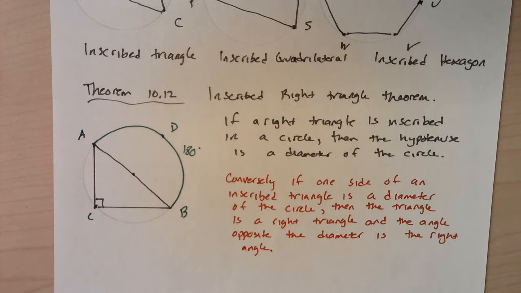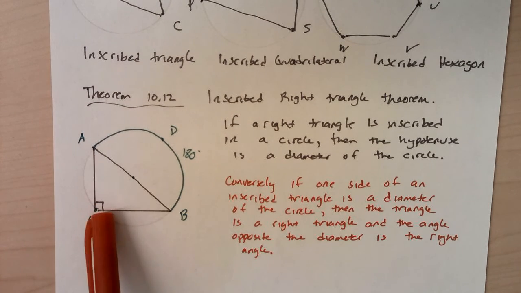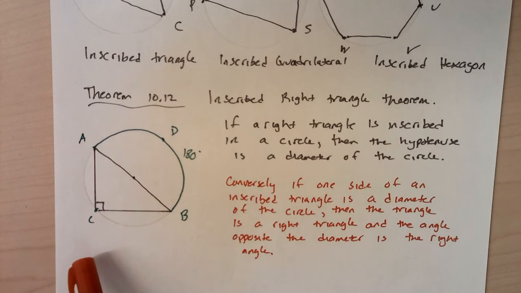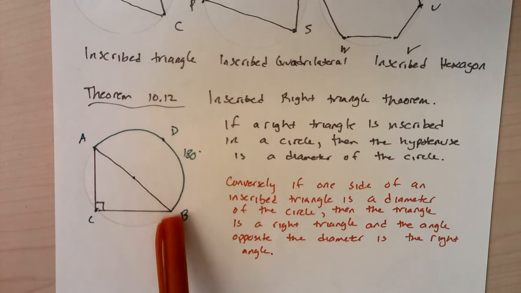So theorem 10.12, or the inscribed right triangle theorem, actually includes the conditional statement and the converse. I think this might be the first time we've run across a theorem and its converse kind of rolled into one theorem itself, instead of being broken up into one theorem, and then the converse being a second theorem. Everything's kind of rolled into one. But like we were talking about, if a triangle is a right triangle and it's inscribed in a circle, then the hypotenuse has to be the diameter, and we explained why.